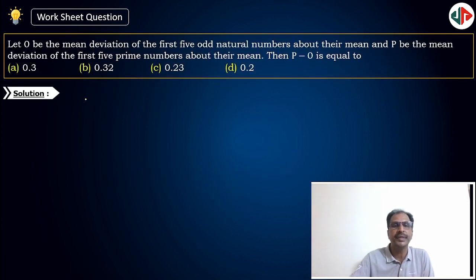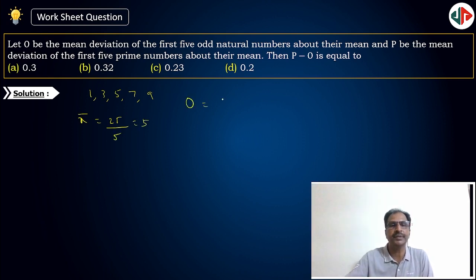Let O be the mean deviation of the first 5 odd natural numbers. What are the first 5 odd natural numbers? Now you have to find the mean deviation of these about their mean. What is the mean? Sum of observations, 25, by 5. O is nothing but the mean deviation about the mean. So sigma mod of xi minus x bar by n is the formula for mean deviation about the mean.